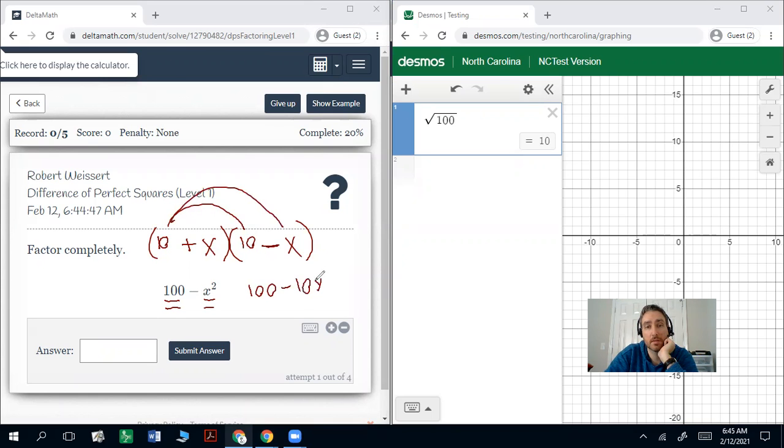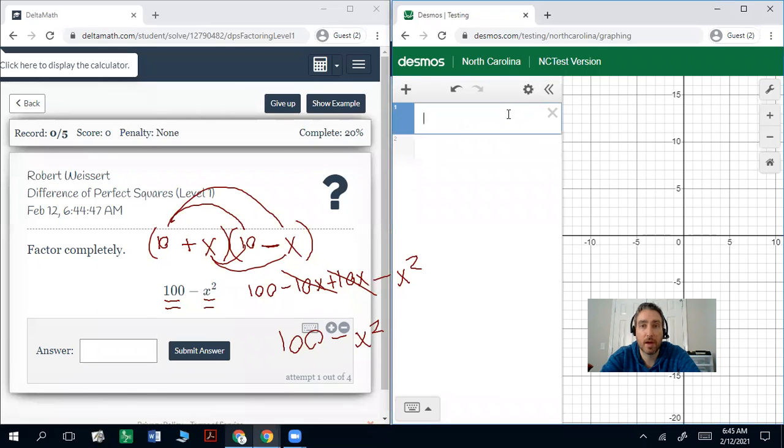So those two should multiply, because that's 100 minus 10x. The whole point of the plus and minus is to cancel them out. So the plus 10x and then minus 10x cancel. So it's going to be 100 minus x squared. So that's correct. We can verify that in your graph if you'd like.